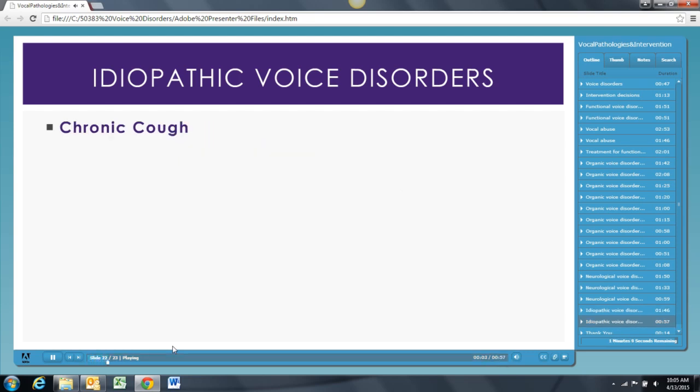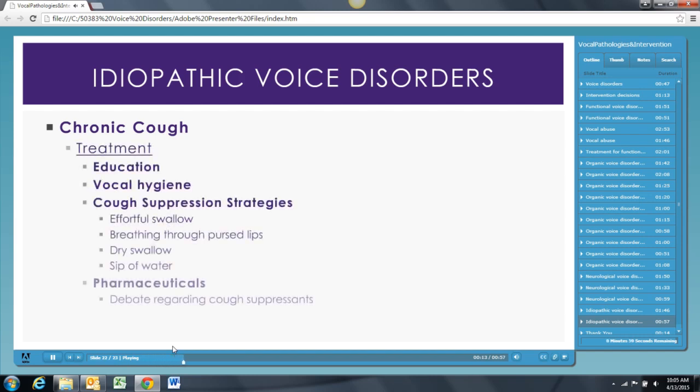Chronic cough is exactly that, frequent coughing which will not subside even after various medical treatments. Treatment with voice therapy can be very effective for a compliant patient. Effective programs of therapy for chronic cough include educational components combined with vocal hygiene and cough suppression strategies.